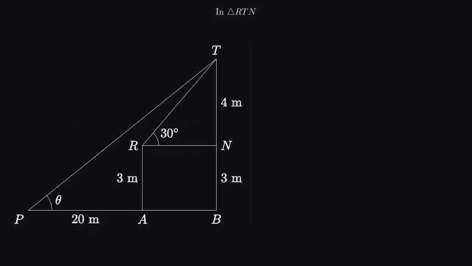Now we find RN, the horizontal distance between the two poles. Since triangle RTN is right-angled, we use Pythagoras' theorem. Substitute RT equals 8 and TN equals 4. Then solve for RN squared. So, RN equals the square root of 48 equals 6.928 meters.